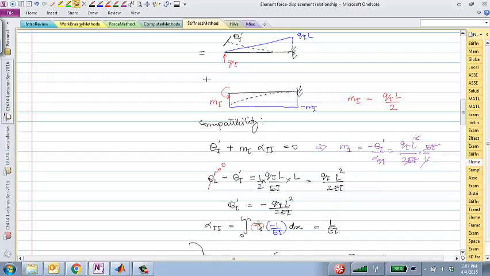Say that again. Alpha II. MI. Yeah, are you talking about this integral or the compatibility equation? The integral is basically, instead of MI, if I were to apply a unit moment, right? So yes, you're right. It would be MI prime in the numerator on both sides, which would get cancelled off, right? So MI turns out to be equal to QI L over 2, I believe.